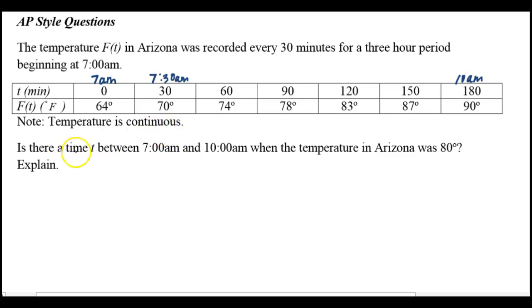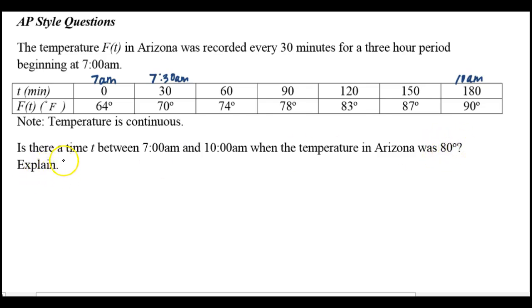So the question itself doesn't tell us specifically to use the intermediate value theorem. We have to know to use it. So the question is asking us, is there a time t? It's not "prove there is a time t" between 7 a.m., when we start recording information, and 10 a.m., when we finish recording information. Is there some time when the temperature in Arizona was exactly 80 degrees?